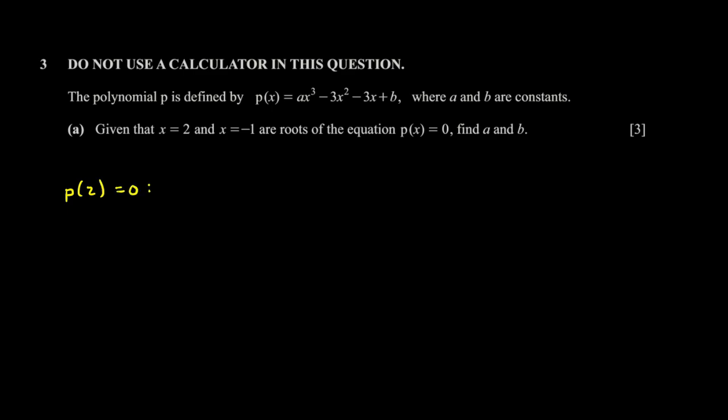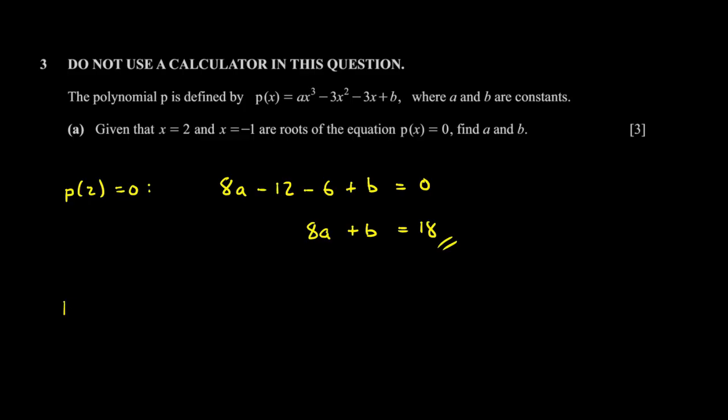So let's do that. So we're going to get a times 2 cubed, so that's 8a, minus 3 times 2 squared. Well, 2 squared is 4 times 3, 12 there. Minus 3 times 2, so that's minus 6, plus b is equal to 0. So that's going to give 8a plus b is equal to 18.